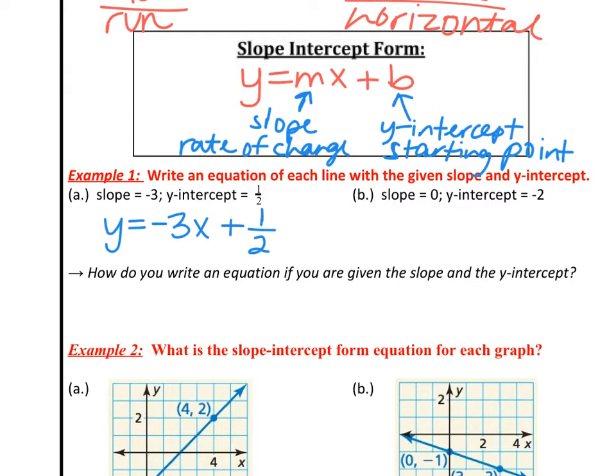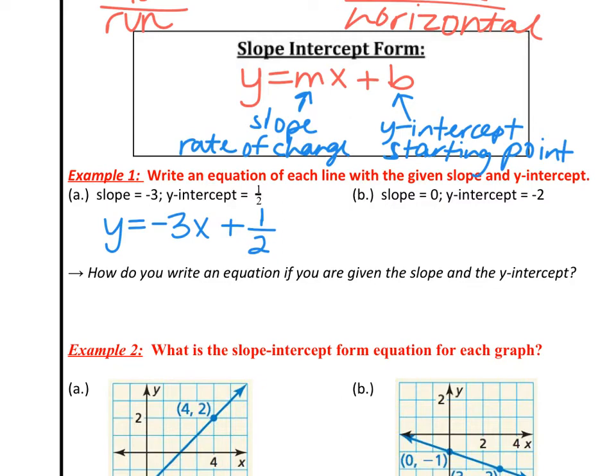Don't assume just because it's a fraction that it's the slope. Could you please do the second one? Write your equation. The slope is 0. The y-intercept is -2.